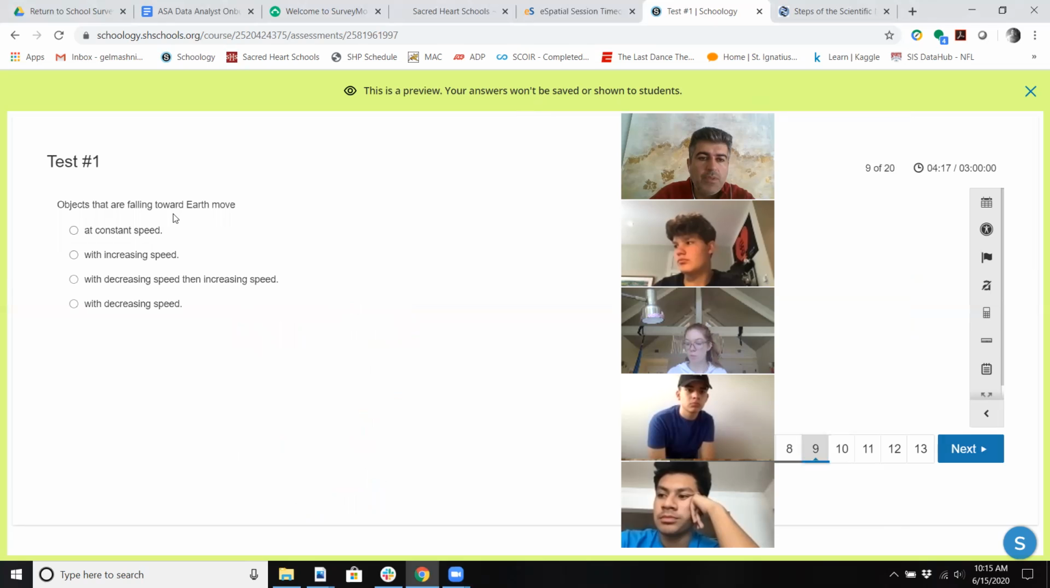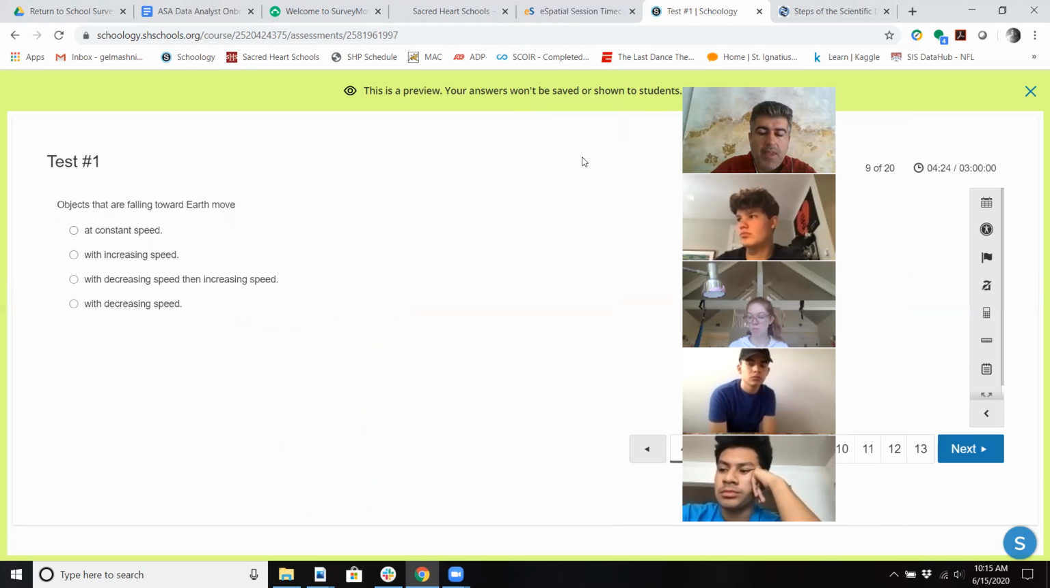If you're falling towards the Earth, it's always going to have constant acceleration, and the acceleration is negative 9.8. But we say that the speed is increasing because speed doesn't involve direction. Speed is the absolute value of velocity. So we just say it's increasing speed. Your speed is increasing, but in the downward direction, of course. So that's that one.